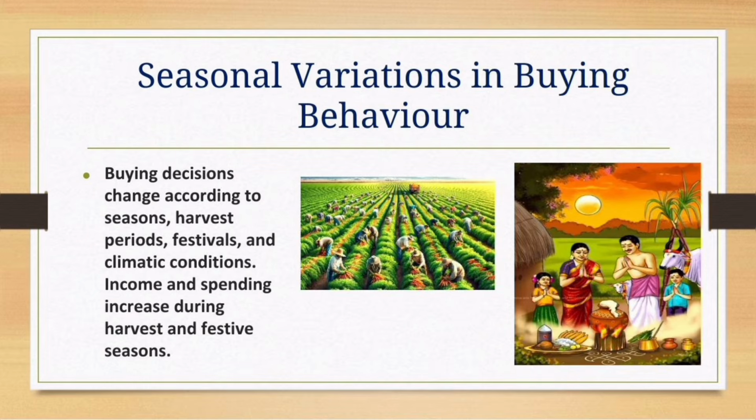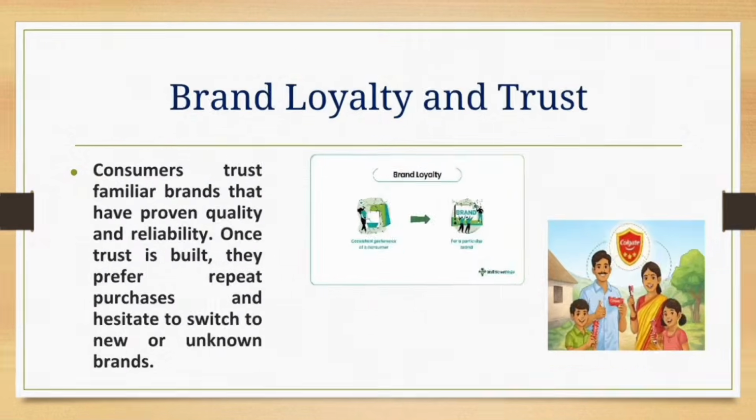Seasonal variation is one of the important aspects of rural consumer behavior. Rural consumers purchase different products depending on the season. For example, seeds, fertilizer, and agricultural tools are mostly purchased during the sowing season, while food items, cloth, and household products are purchased more during festival season. Income in rural areas is often seasonal, so spending increases after the harvest period. Weather conditions, crop cycles, and festivals strongly influence rural buying behavior.